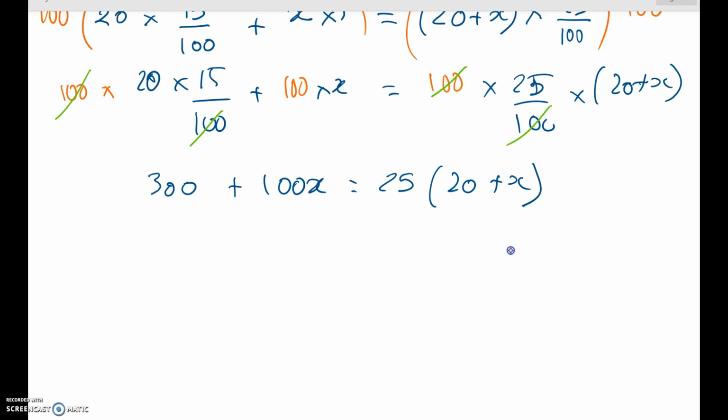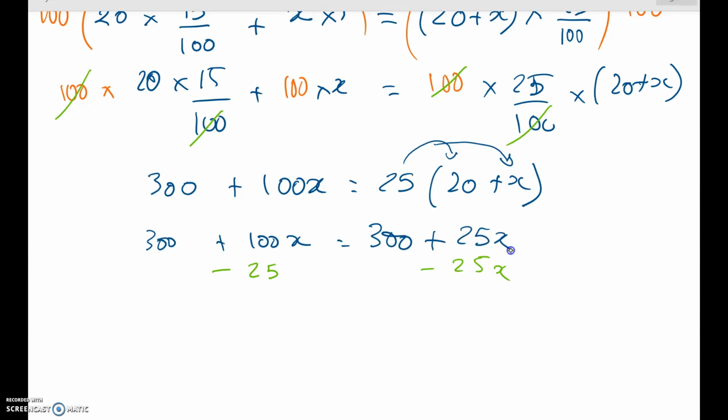So what I want to do is distribute my 25. So it's going to be 300 plus 100x equal 25 by 20, 500, plus 25x. Okay? Then I'm going to put all the x on one side and all the non-variable on the other side. Therefore, I'm deciding to subtract 25x, and subtract 300.